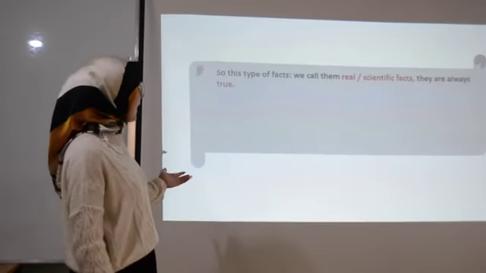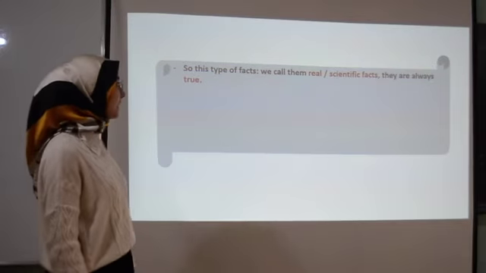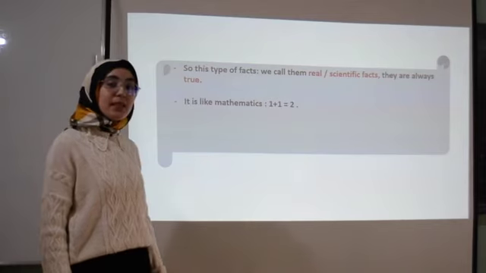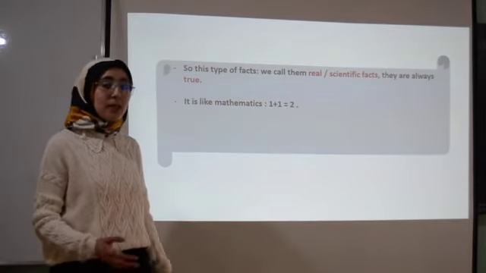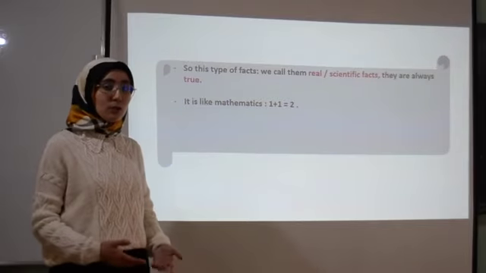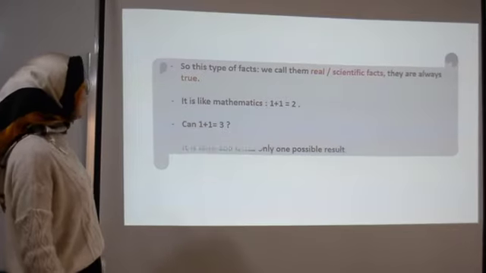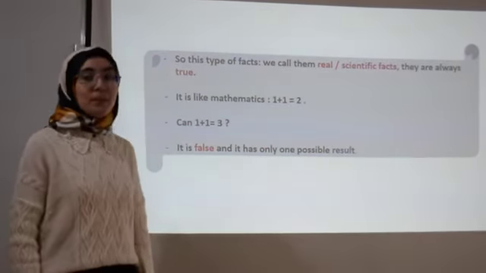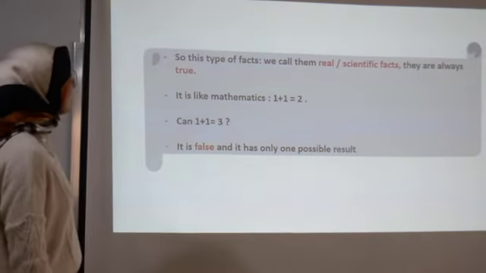Now we can say that these types of facts are always real or scientific facts. They are true. Like the example from mathematics, 1 plus 1 equals 2. Can we say that 1 plus 1 equals 3? No, it's false. So these facts have only one possible result. Let's move now to task number 2.